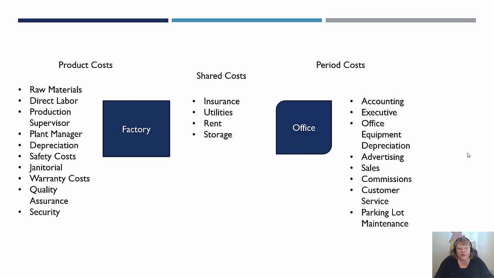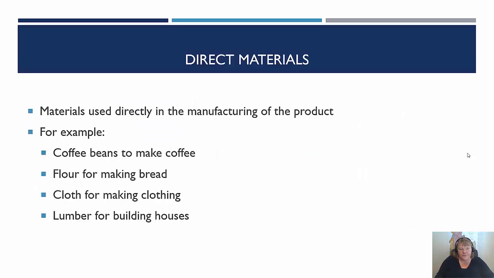And then storage. Storage of raw materials would be a product cost, and storage of products that are already made would be a period cost, right? So if you store your raw materials, that would be a product cost. But once everything is made and it's waiting, it's in finished goods inventory, then it would be a period cost.